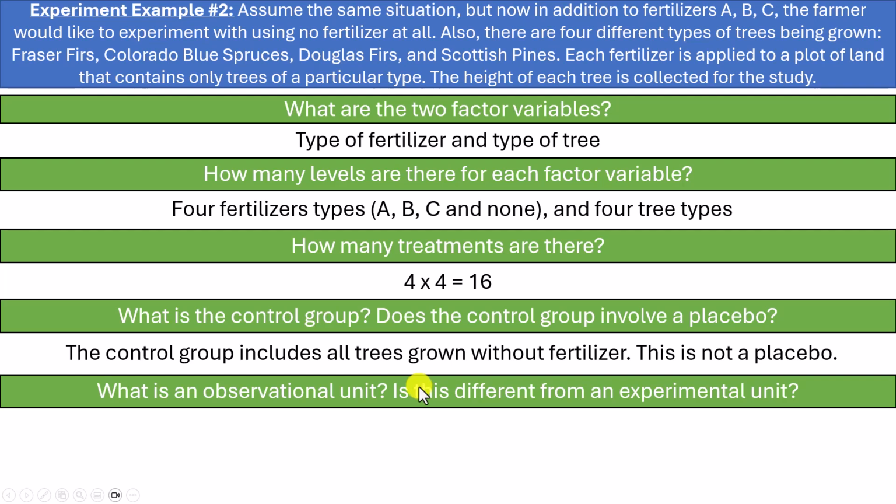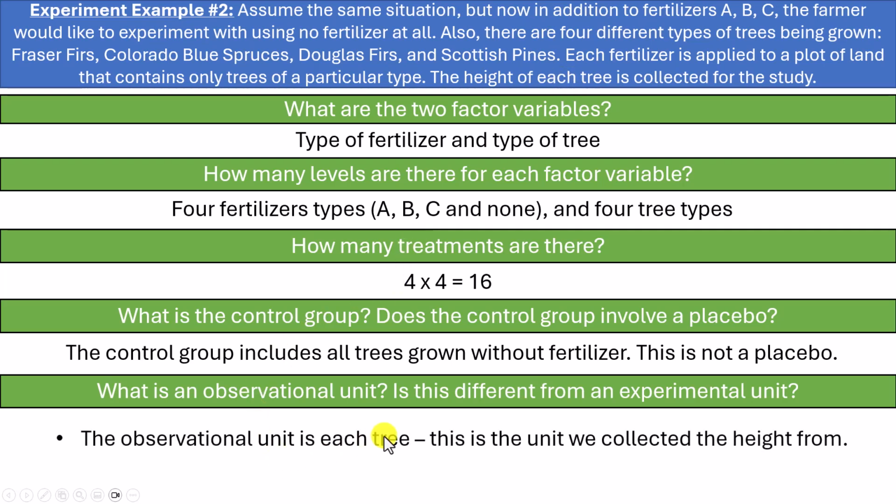Now, what is an observational unit? And remember that the observational unit is what we collect the response from. And we want to know if that's different from the experimental unit. So think about that for a second. So the observational unit is going to be, we're collecting the height of each tree, so that's collected from each tree. So the observational unit is each tree. This is what we're collecting the height from.